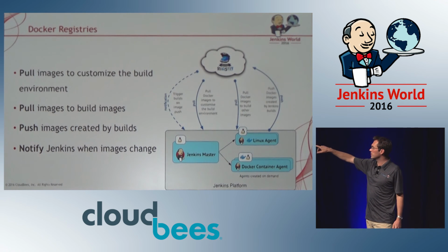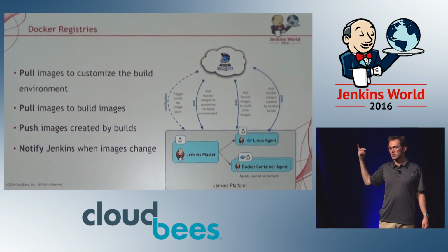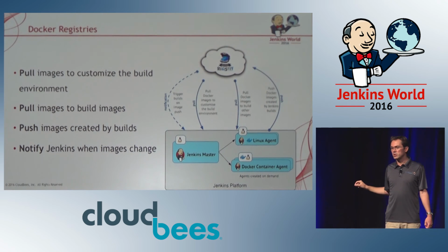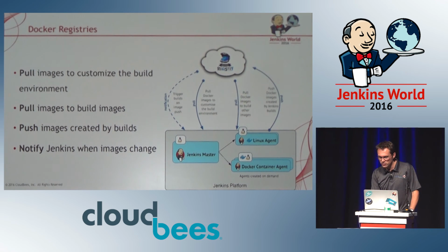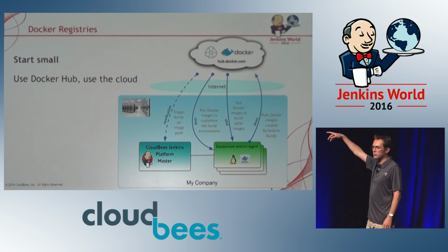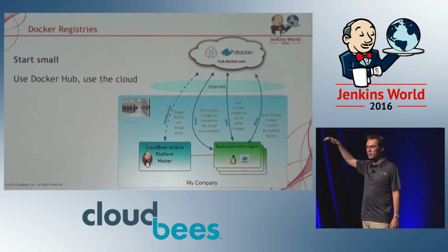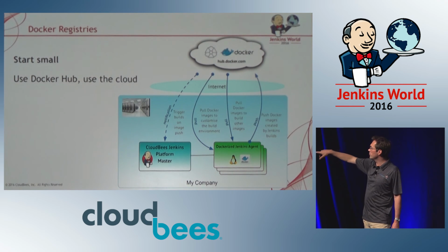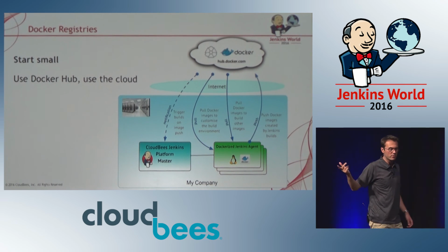And another interaction that you will have with your Docker registry is to be notified when there are images that change, because you may want to trigger downstream jobs. These are the types of interactions that we have with the Docker registry. The first thing that I propose is to start small and to start with Docker Hub, which is an online Docker registry. You just have to enter your credit card number, and it's easy, it's here. So you will do all your pulls, your pushes, and the notifications with Docker Hub, connecting to the internet.